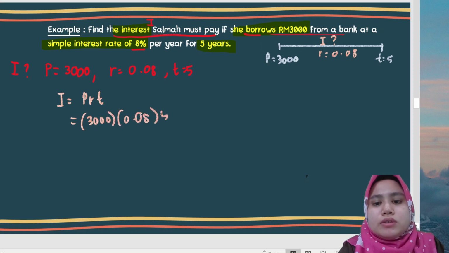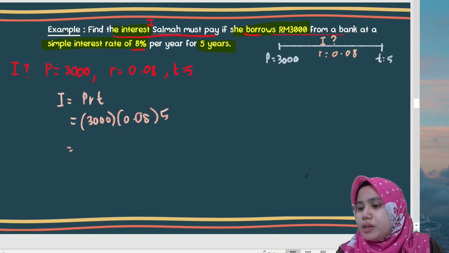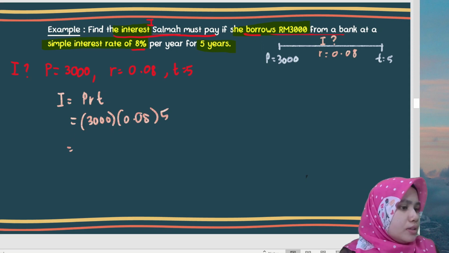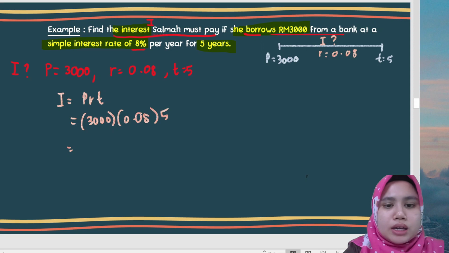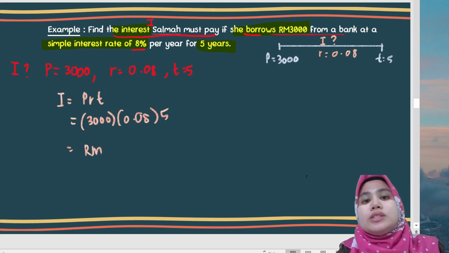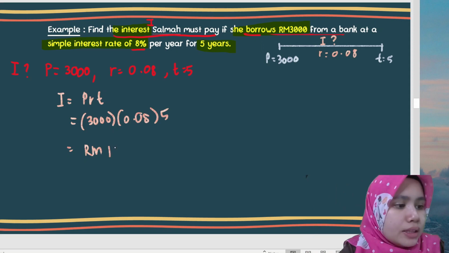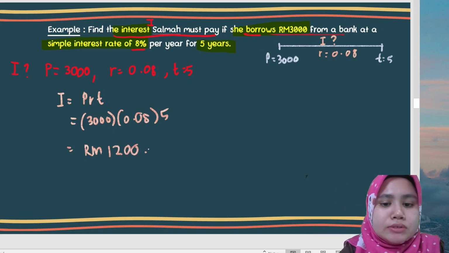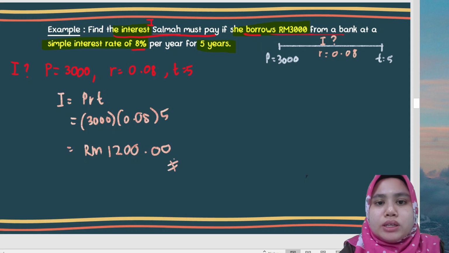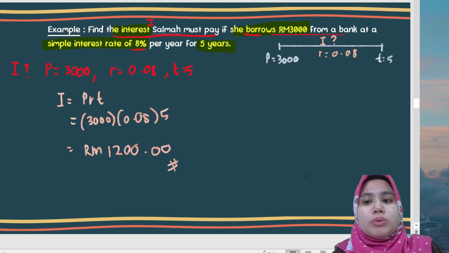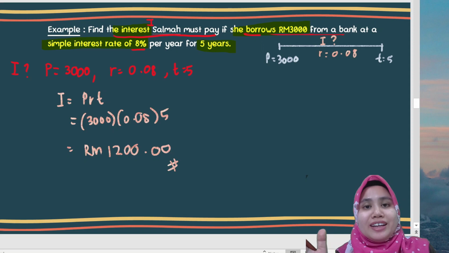What will be our answer in RM? What is your answer on your calculator, guys? 1,200. You see here Salma wants to borrow 3,000 from a bank, but she is charged interest of 1,200. It's a lot, right?